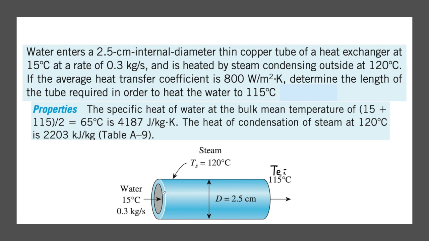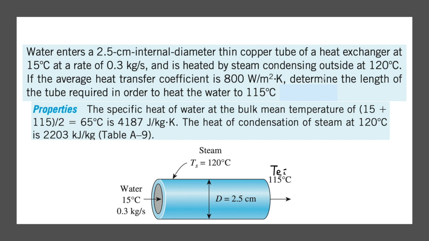Okay, so determine the length of the tube required in order to heat water to 115 degrees Celsius. In this question, the length of the tube has not been given. Therefore, that is our objective, to find the length of this cylinder tube. Okay, thin copper tube. Then properties of water will be evaluated at bulk mean temperature.